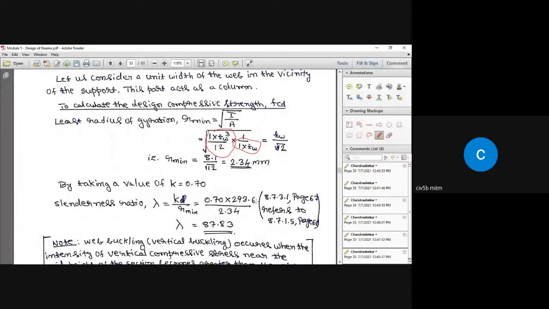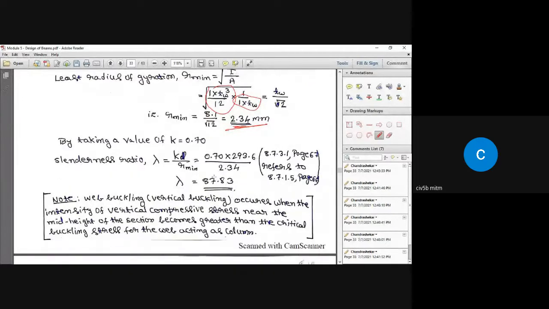Once that is done, find out the slenderness ratio lambda, that is equal to KL by r. K is 0.70, L is small d, the height or length of the column, divided by r minimum, 2.34 millimeter, which we calculated just now. So this is 87.83.